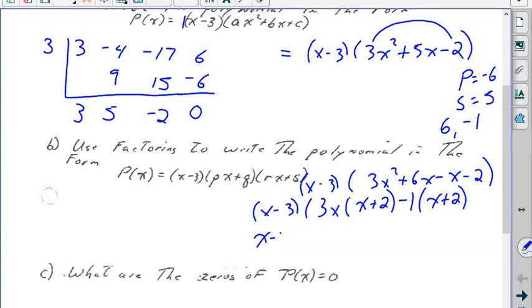Okay, I don't know why my board is deciding not to work. We have an x plus 2 and a 3x minus 1.